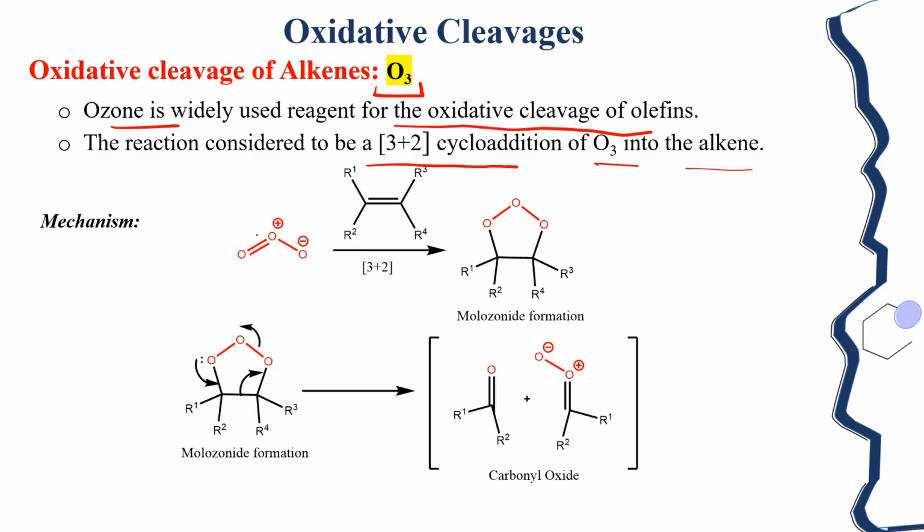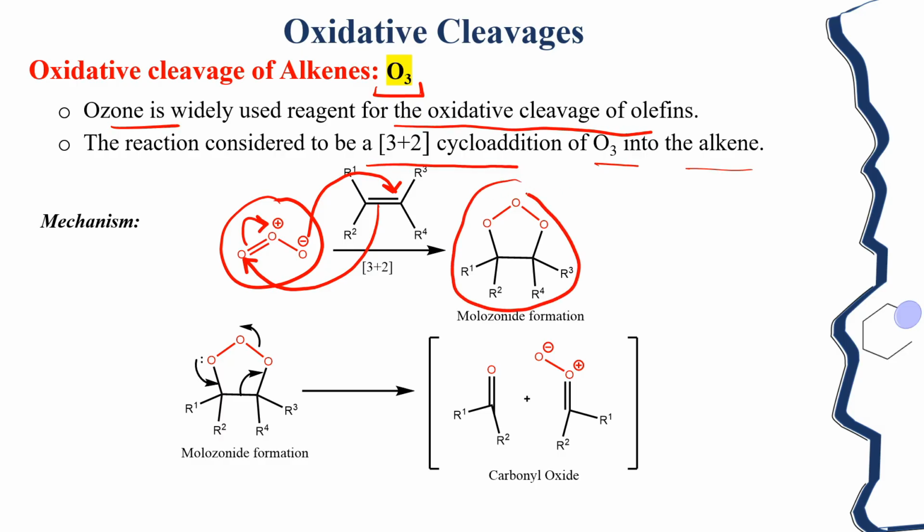Initially, this is the structure of ozone. Now this ozone reacts with the corresponding alkene via 3+2 cycloaddition. That means this particular negative will actually initially attack here, and then this double bond attacks here, and this particular oxygen is electrophilic, so this particular bond will go there and form this intermediate. Now this intermediate is called the molozonide.